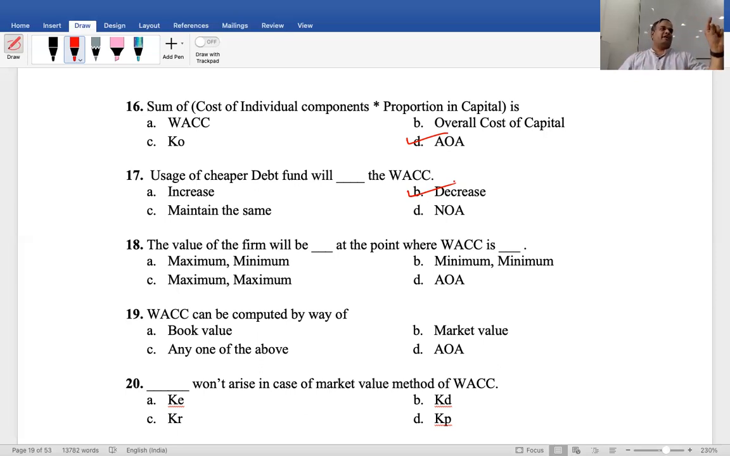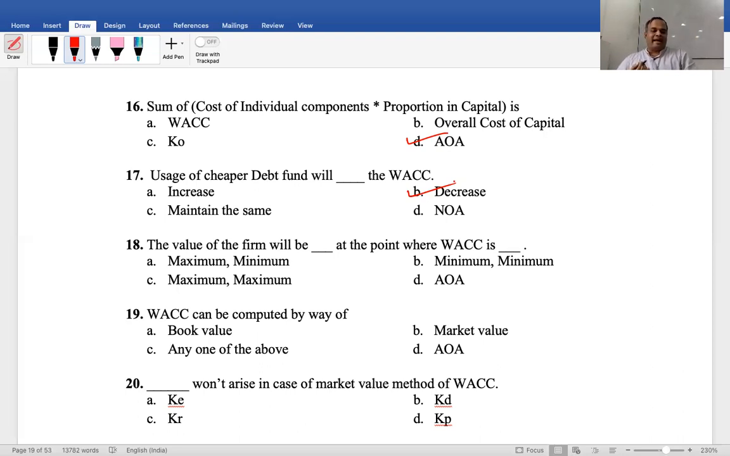Suppose instead of an 18% loan, I am going for a 14% loan. WACC will increase or decrease? Decrease. Are you able to follow or not? Therefore, usage of cheaper debt fund will reduce the WACC, the overall cost. Are you with me? Next.